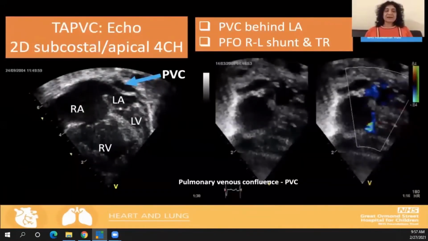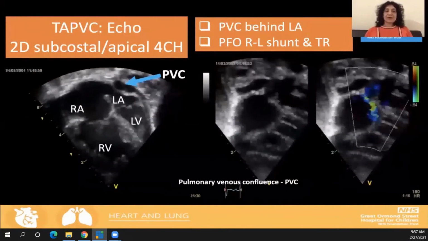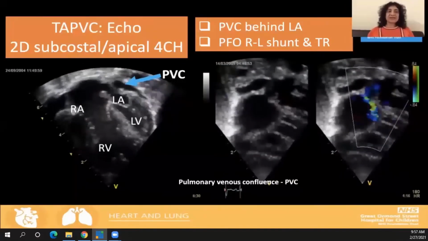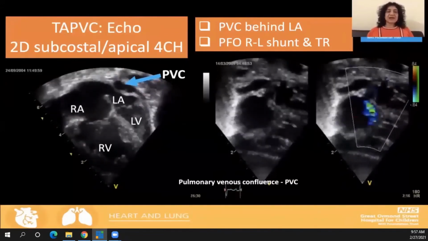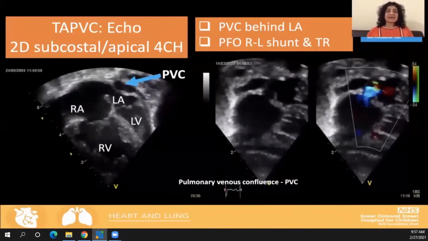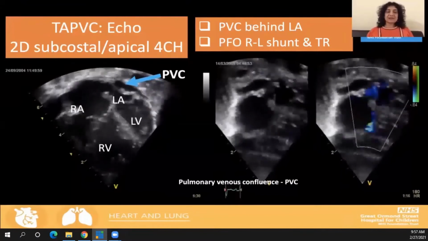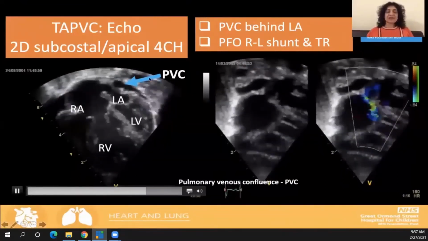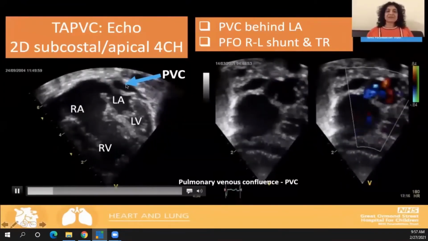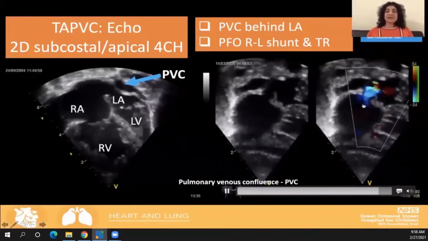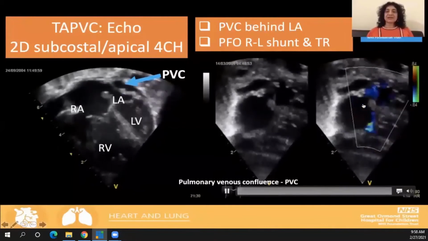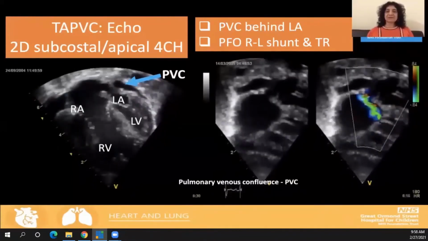This is an echo of a patient with TAPVC where you can see that the right atrium and the right ventricle are dilated, the left atrium and the left ventricle are small, and the pulmonary venous channel is here. You can see in this image that there is right to left shunting, the obligatory right to left shunting that maintains cardiac output.